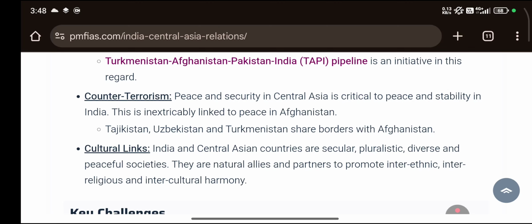Second is counterterrorism. Peace and security in Central Asia is critical to peace and stability in India. This is inextricably linked to peace in Afghanistan. Tajikistan, Uzbekistan, and Turkmenistan share borders with Afghanistan. Therefore, to have peace in Afghanistan, it is very important to have peace in Tajikistan, Uzbekistan, and Turkmenistan.